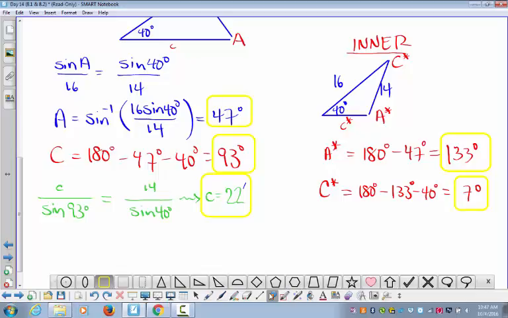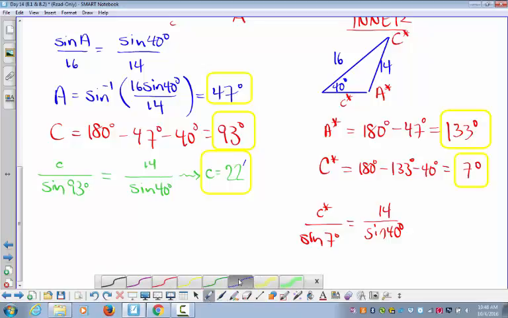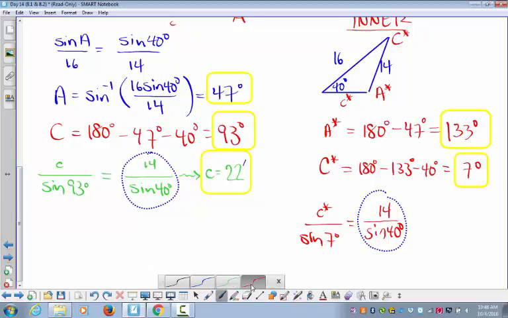And then the last thing to solve for is little C star, the side C star. Side over angle, so that's going to be C star over sine of 7 degrees. That's going to be 14 over sine 40. And this ratio that we set it equal to will always be the same as that ratio there, always going to be the same as this one. Those will always match. And then what do we get for C star?